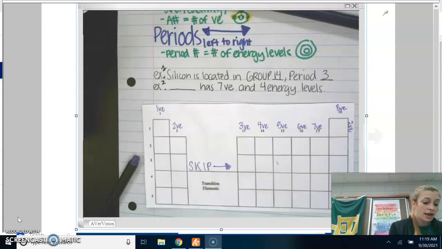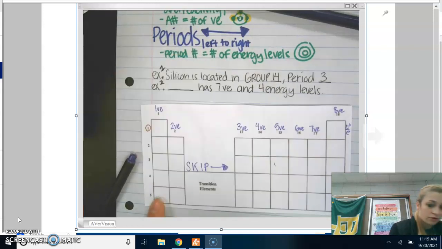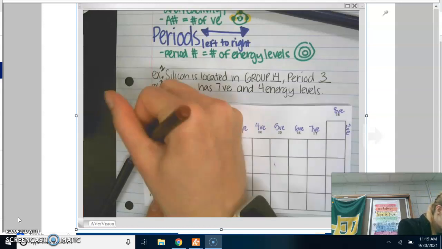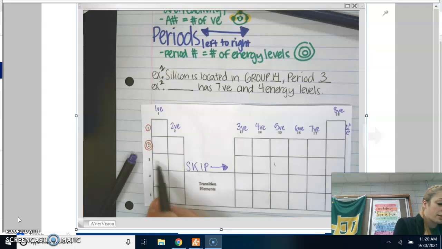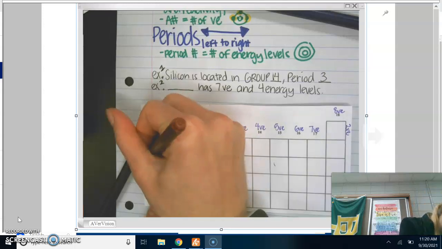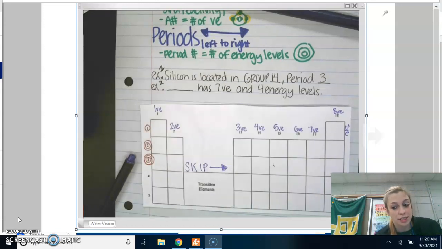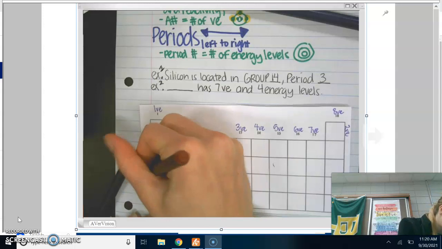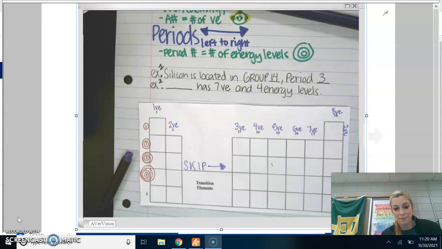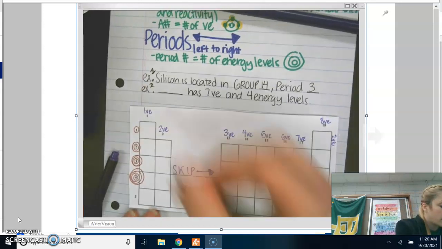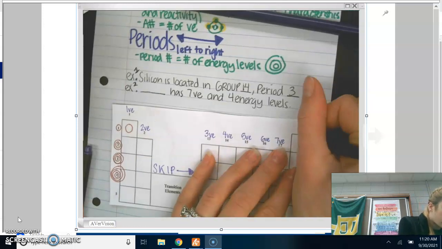All right. Every element in period 1 has 1 energy level. Period 2 has 2 energy levels. Every element across in period 3 has 3 energy levels. I'm only going to draw one more because that's a lot of circles. Every element in period 4 has 4. Who does too many circles? 4 energy levels. I'm going to stop there. So in period 1, there's 1 energy level.